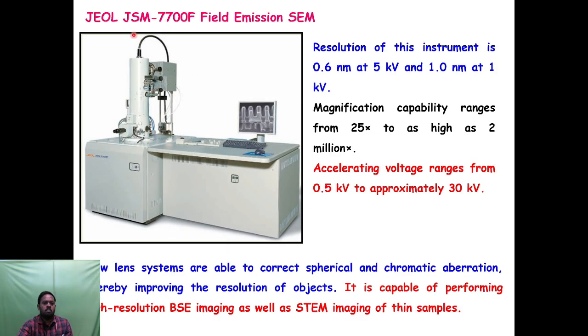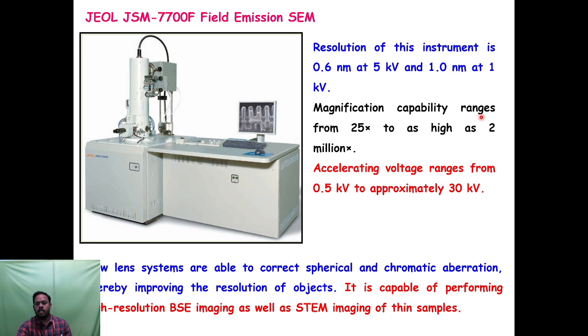So this is the photograph of the JEOL JSM 7700F field emission SEM. The field emission gives more energy to the filament so that it is heated fast. The resolution of this instrument is 0.6 nanometer at 5 kilovolt, and 1 nanometer at 1 kilovolt. Using 5 kilovolt acceleration voltage, we can go up to 0.6 nanometer resolution. If we use 1 kilovolt, we can go up to 1 nanometer resolution.